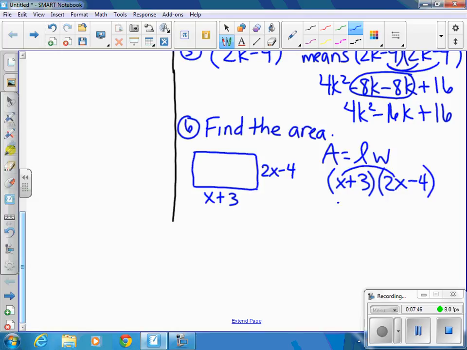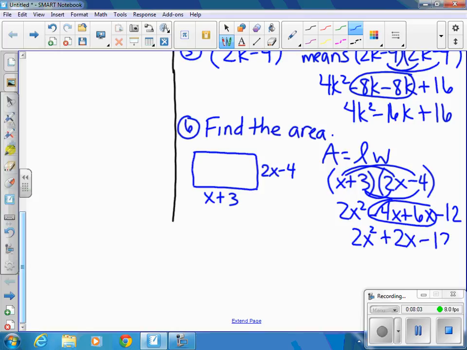And now you just jump in and do the FOIL that you've been practicing with. X times 2x is 2x squared. X times negative 4 is negative 4x. 3 times 2x is positive 6x, and 3 times negative 4 is negative 12. You want to combine the middle. Don't forget to grab that negative sign. Okay, so we have 2x squared plus 2x minus 12. And that's the expression for the area of this rectangle.